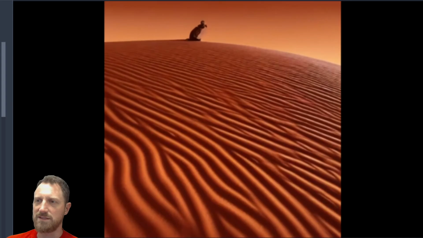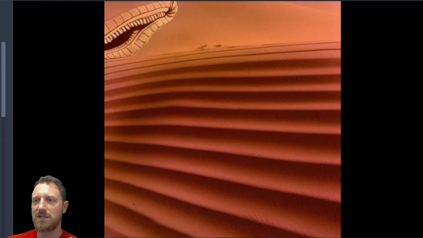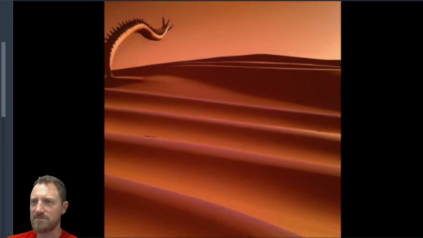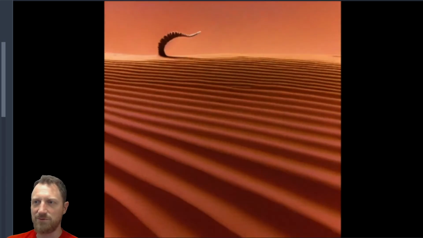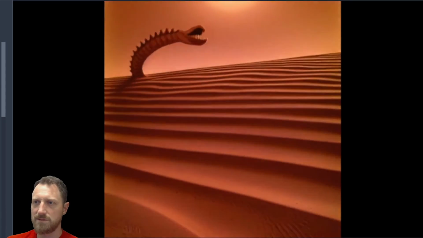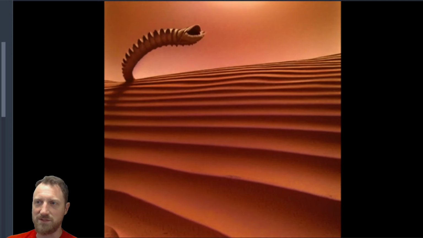So here we can finally see that I'm getting to a mouth, which is what I was hoping for. I wanted to come up to the sandworm and get swallowed by it. Oh, here I have a really good mouth for the sandworm. I'm really liking how this part turned out.